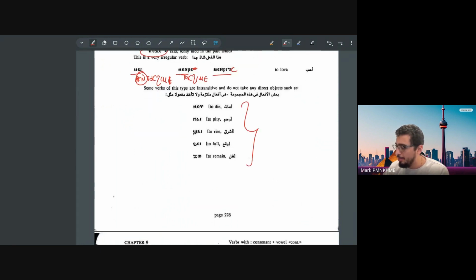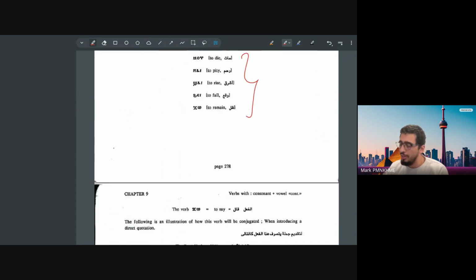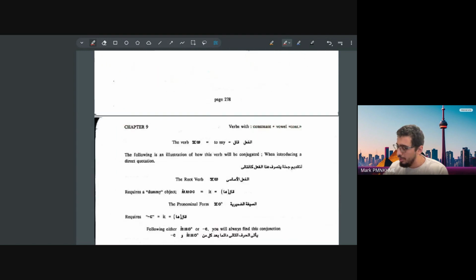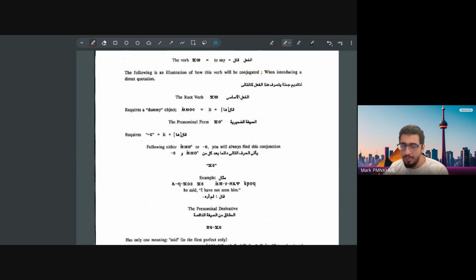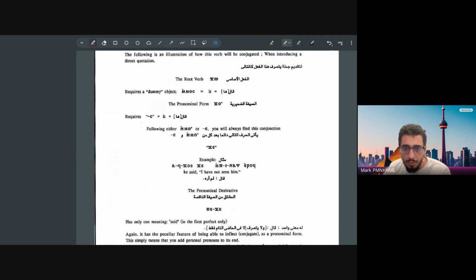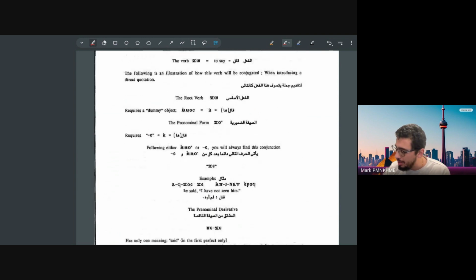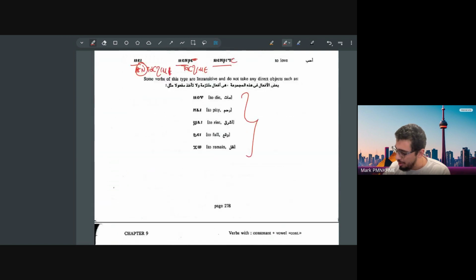And here are some examples that don't have any forms because they don't take a direct object. That's it for the infinitives. One last side note for you to know: when introducing a direct quotation, Jo requires a dummy emos. Where's a good example?